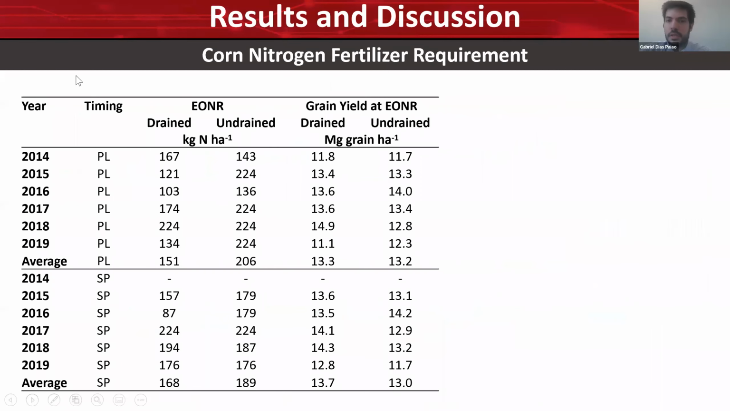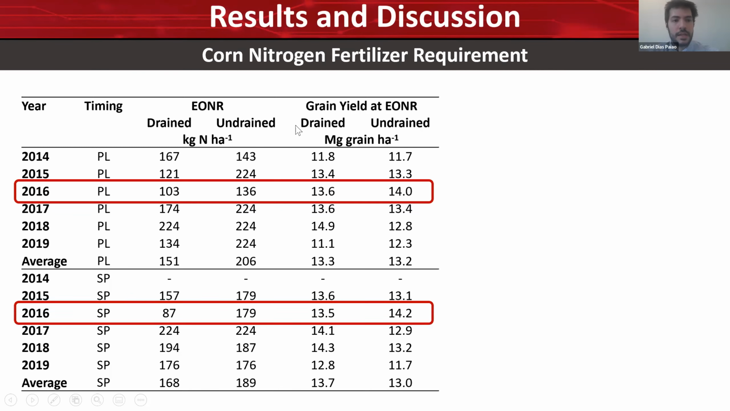Now I'd like to switch gears a little bit here and talk about corn nitrogen fertilizer requirements. So here in this table, we have the different years and the different nitrogen application timings. And we have the EONR and the grain yield at EONR for drained and undrained conditions. The first thing that I would like to highlight is the 2016 grain season that tended to have the lowest EONRs, but also some of the highest grain yield at EONR.